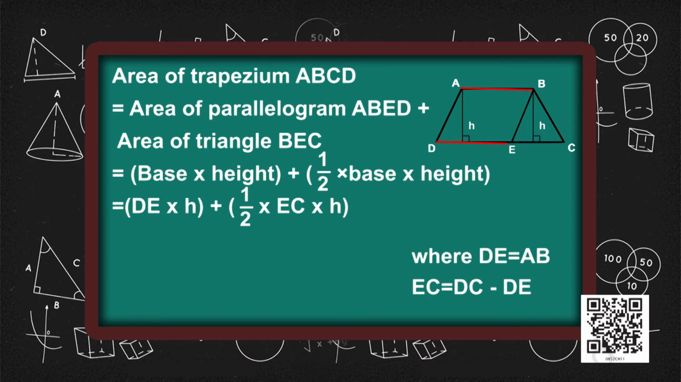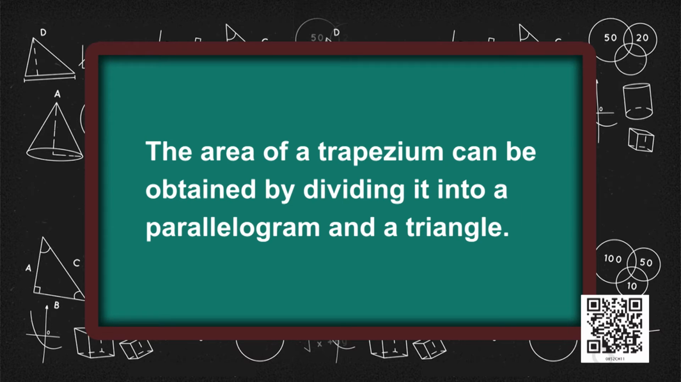Here, DE will be equal to AB. Do you know why? Yes, they are the opposite sides of the parallelogram, and we know that the opposite sides of a parallelogram are equal. Also, EC is equal to DC minus DE. Thus, we have seen that the area of a trapezium can be obtained by dividing it into a parallelogram and a triangle also.